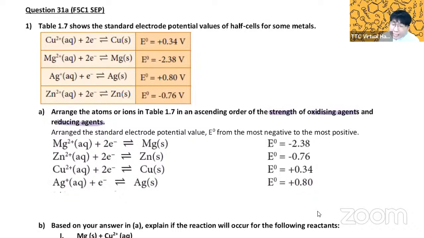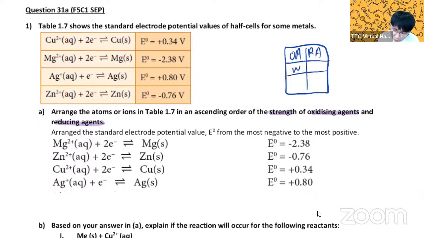So guys, what is the strength? How do I know where is your oxidizing agent, where is your reducing agent? We have a way to memorize this. We call this the six packs table. Okay. Guys, remember six packs table? The one that I have.